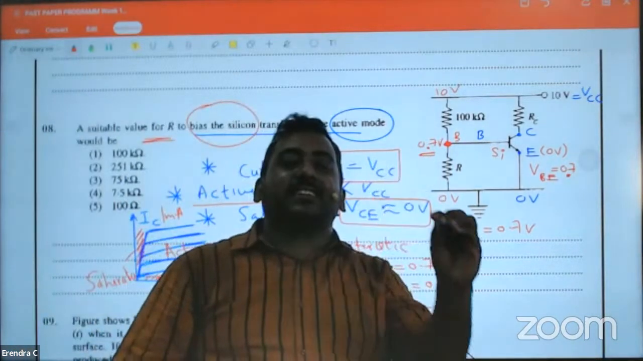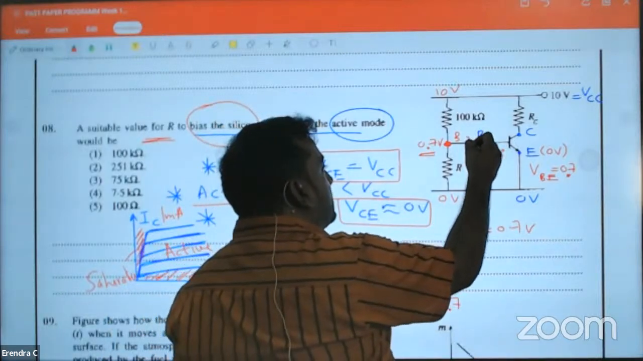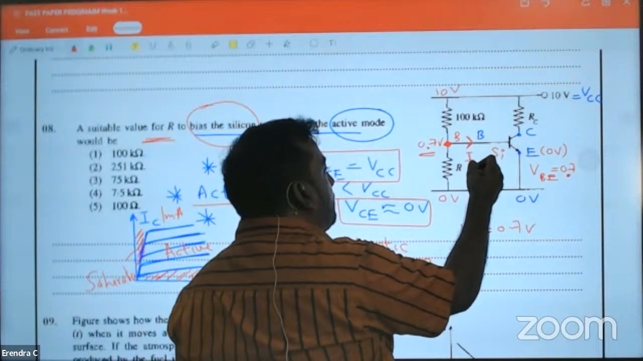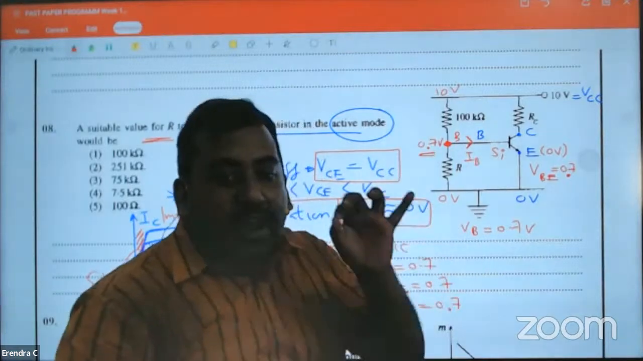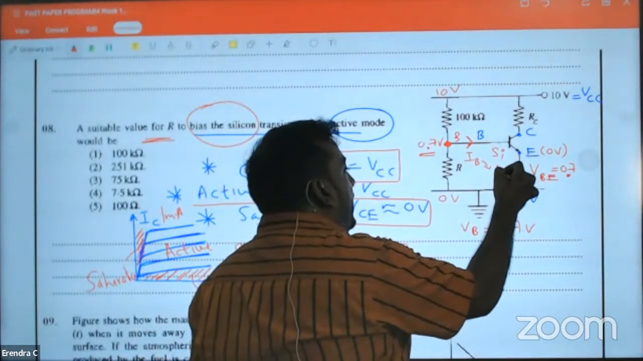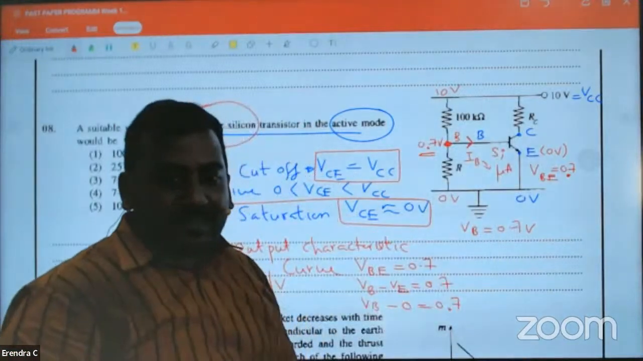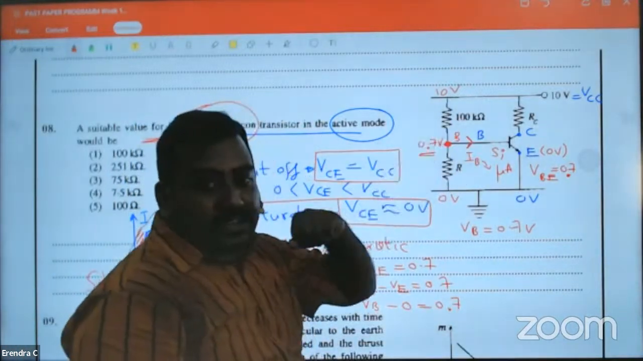Remember, when a transistor is biased to work, the current is very small. IB current is important, and it is in microamperes. A very small current will control this whole transistor. So we can ignore that current.